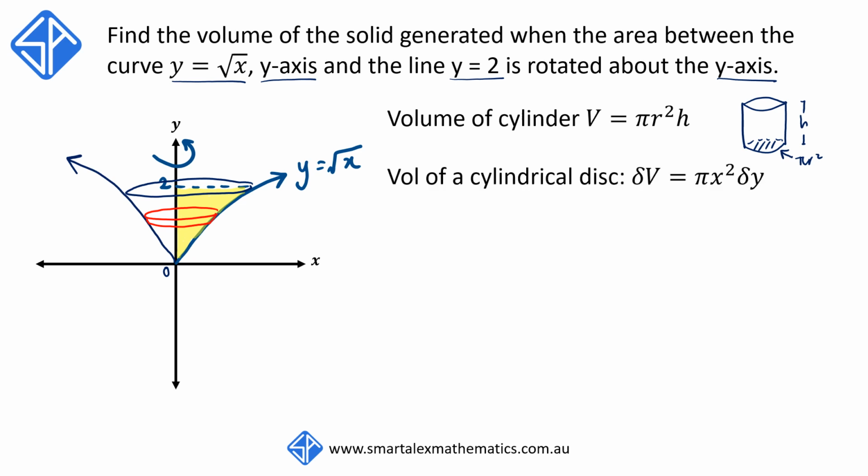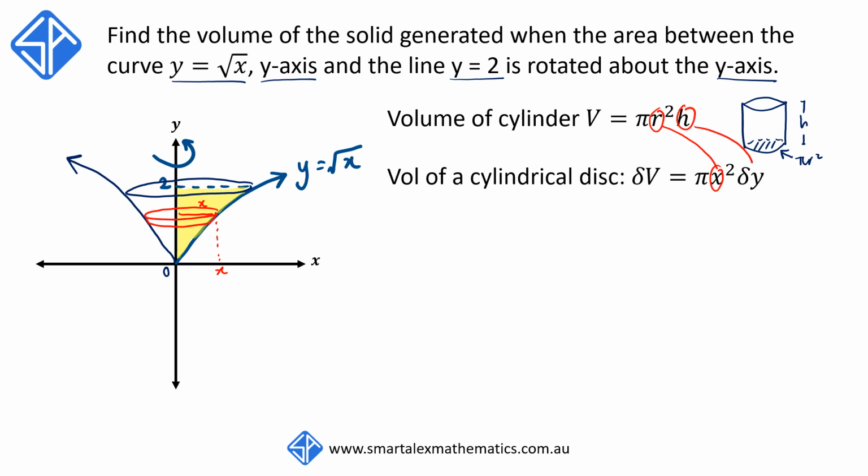So the volume of each cylindrical disc, which we call delta V, is going to be given by pi times x squared times delta y. Pi times x squared is the area of the circular cross-section of the cylinder. And notice here that the variable r gets replaced by the variable x because the radius of each cylindrical disc is given by the x coordinate corresponding to the y value of the function at each point on the curve.